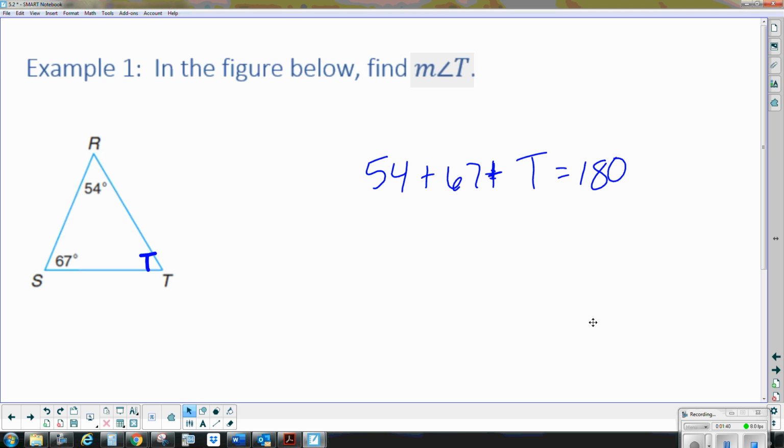So angle t, we're just going to call t. You could call it whatever variable you'd like, but I'm going to use t because that makes sense in this particular problem. So I know that angle r plus angle s plus angle t have to equal 180 degrees. So I'm going to set the sum of those three angles equal to 180 degrees. Then to solve for the measure of angle t, I can combine like terms, and I get 121 plus t is equal to 180.